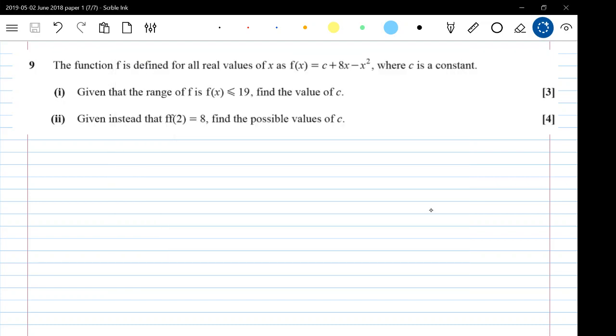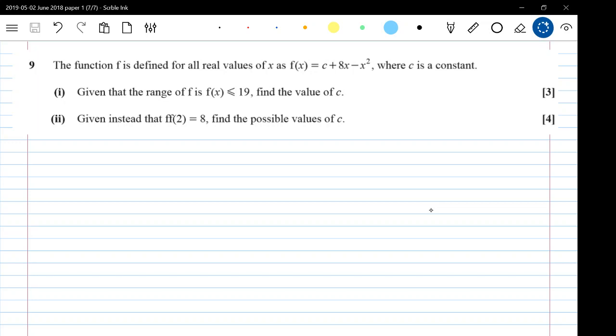Okay, question 9. The function f is defined for all real values of x as that function. It's quadratic, isn't it? Where c is constant. Given that the range of f of x is less than or equal to 19, find the value of c.